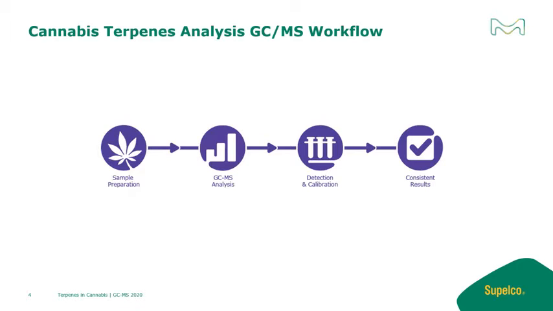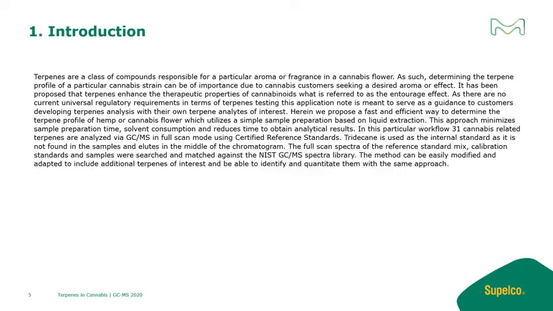Let's discuss the workflow for terpenes analysis. First, we perform sample preparation, followed by GC-MS instrument analysis, which allows us to detect and calibrate our analytes of interest and achieve consistent results. Terpenes are a large and diverse class of organic compounds produced by a variety of plants and some insects. They often have a strong odor or aroma to them.